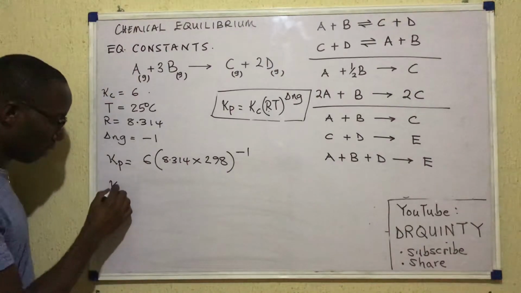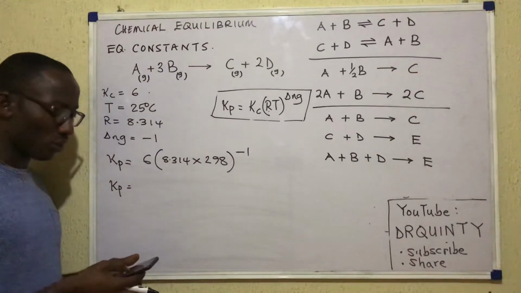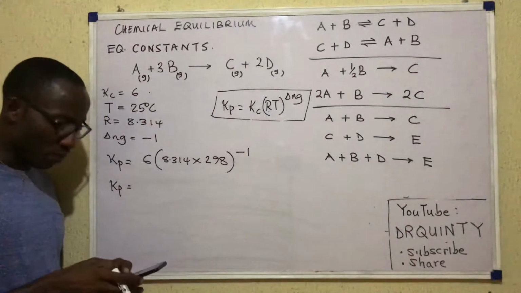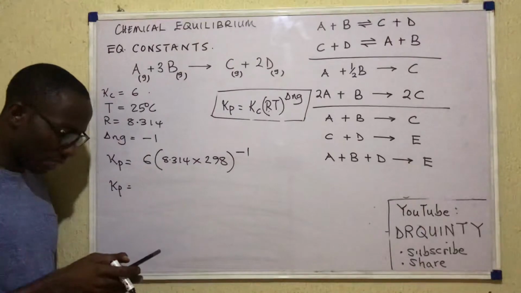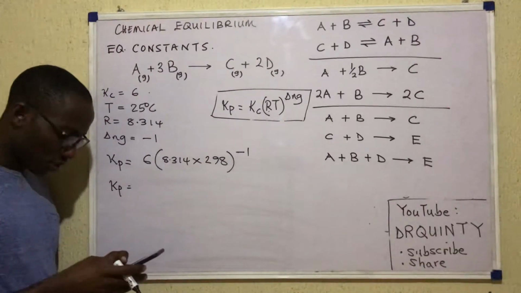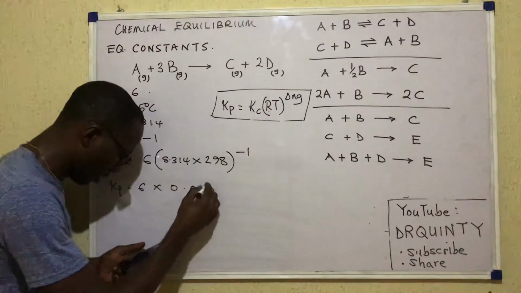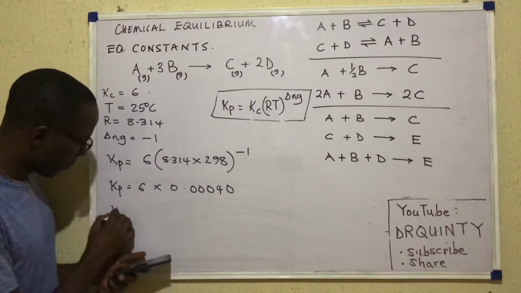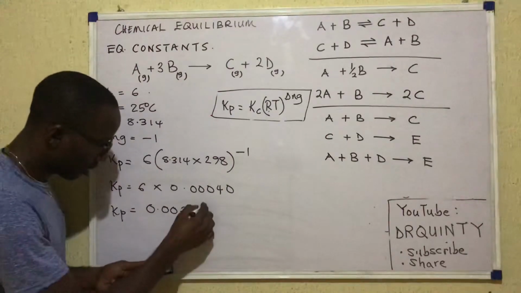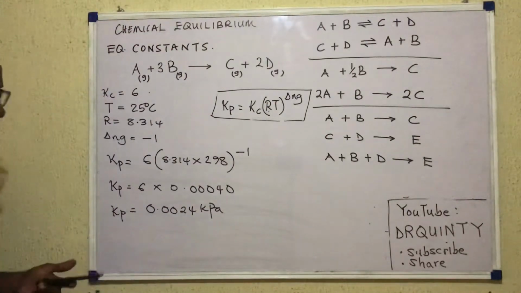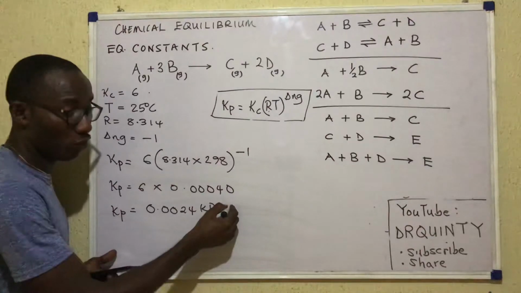So my Kp will be equal to, I'd look for that. Remember that that value raised to power minus 1 there is the inverse. So that would be the inverse of 8.314 times 298. So that gives me 6 times 0.00040. So my Kp would be equal to 0.0024 kilopascals.